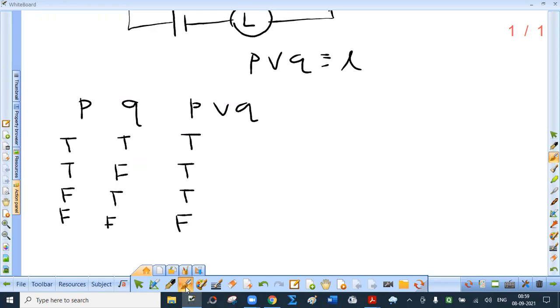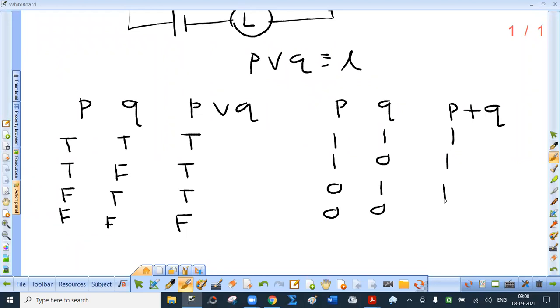Now, instead of T, we can use 1, and instead of F, we can use 0. So we say that it is input output table. First column headed by P, second by Q. Now, instead of P or Q, I will write P plus Q. So 1 1 0 0 1 0 1 0. Don't say 1 plus 1 equal to 2. Say 1, because 1 stands for true. Will you say 2 plus 2 is 2 times true? No. So 1 1 1 1 0 1 0 1 1 0 0 0. I repeat, this is called as input output table or switching table.